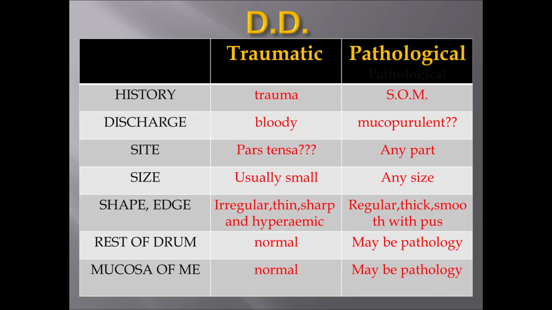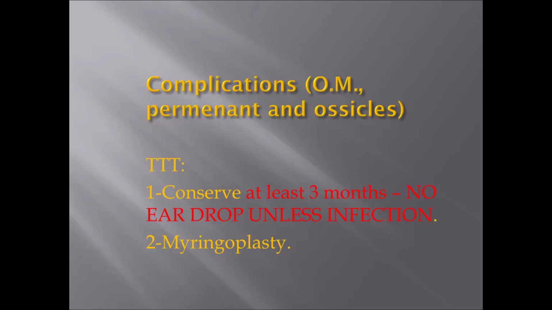This slide is showing us the differential diagnosis between the traumatic perforation of the tympanic membrane and the central perforation resulting from chronic suppurative otitis media of tubotympanic type. The complications of the tympanic membrane rupture are otitis media, permanent perforation, and disrupted ossicles. Then the treatment is mostly conservative by keeping the ear dry for 3 months. If spontaneous healing doesn't happen in 3 months, myringoplasty is indicated.